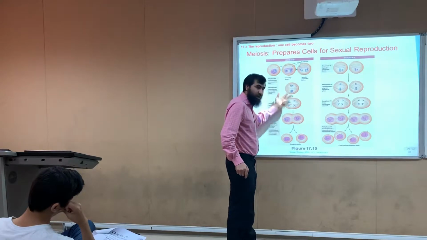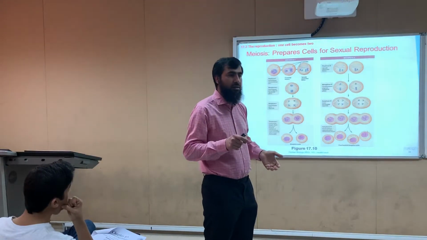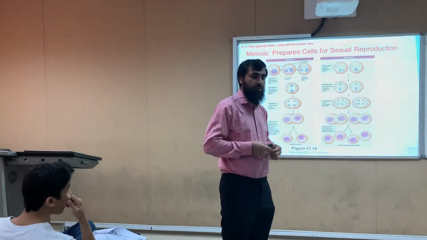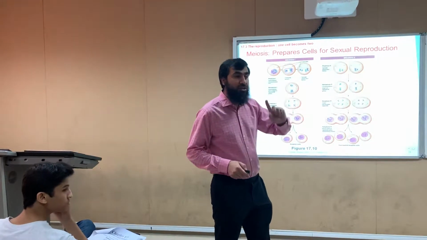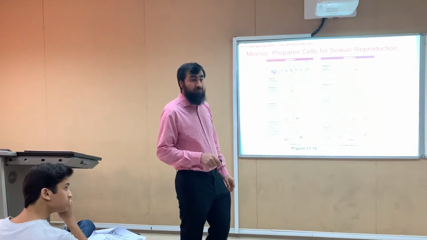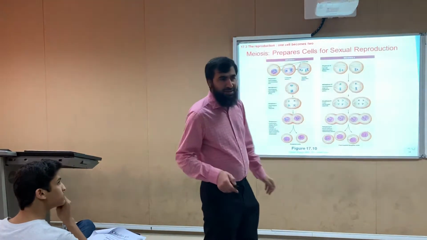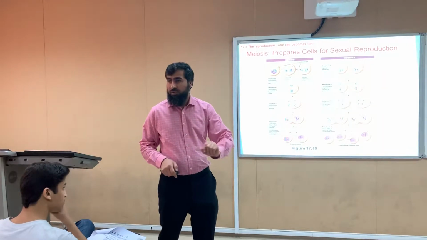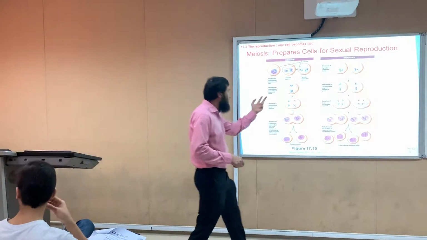If you have 23 of those, you can have 2 to the power of 23 combinations. That's a big number, around 8 million, I think. Can somebody do the calculation? Yes, 2 to the power of 23 is around 8 million different combinations that you can have by sorting 23 chromosomes. So there's a huge variation just from independent assortment.